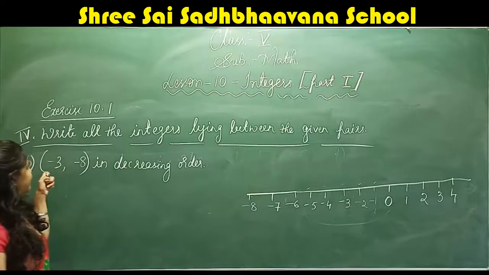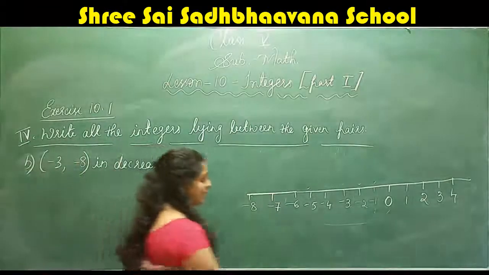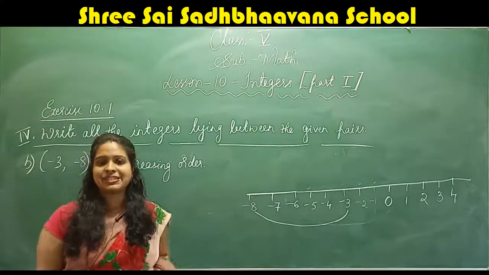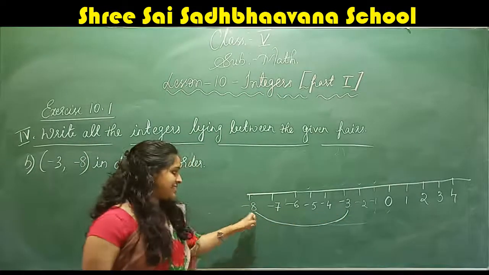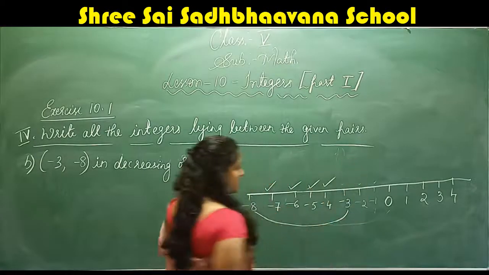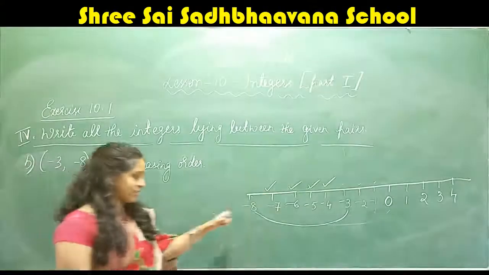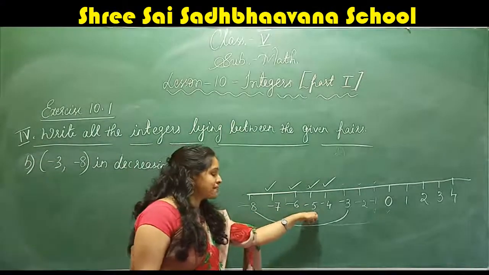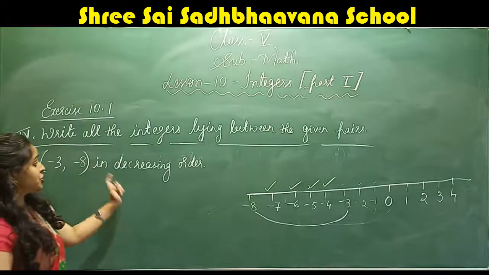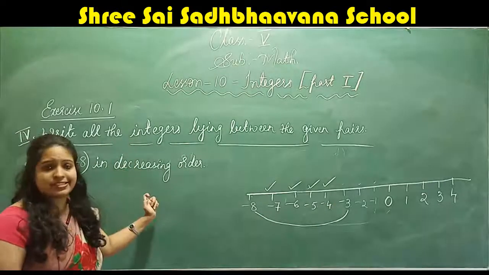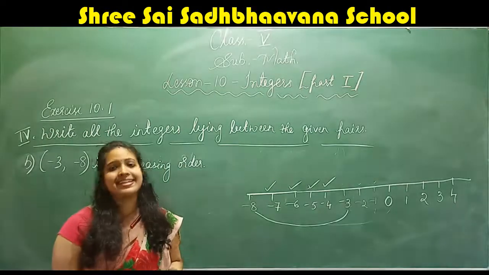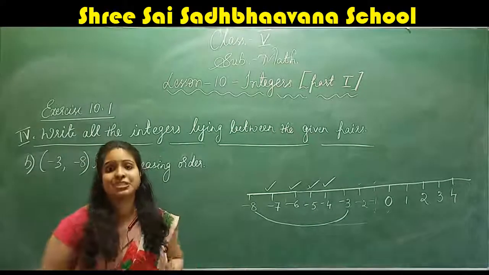Now which numbers have they given? Minus 3 and minus 8. That means from here to here. So which integers can you see between minus 3 and minus 8? You can see minus 7, minus 6, minus 5, minus 4. Correct? Yes, but they have given one condition. You have to write those integers in decreasing order. Decreasing order in the sense descending order, big to small.